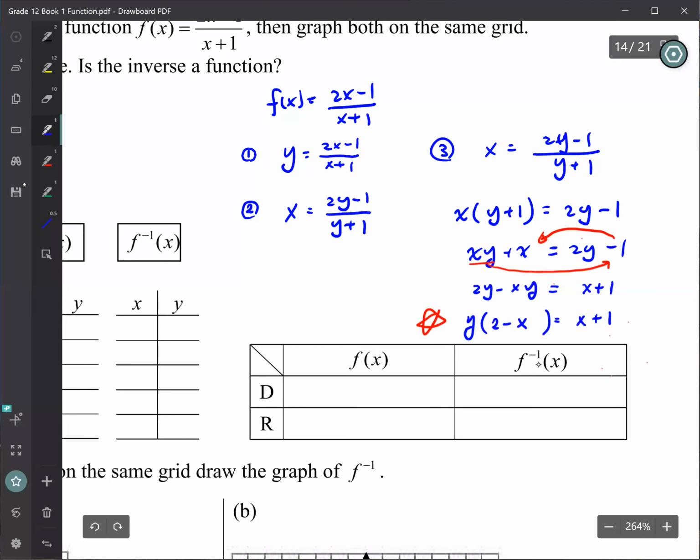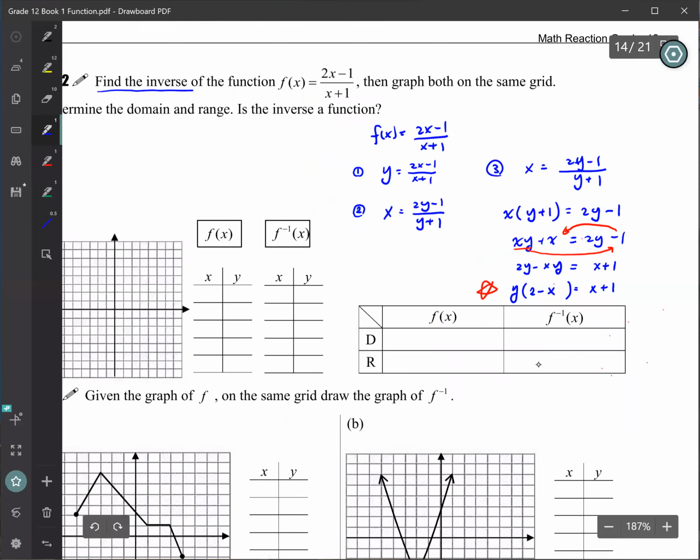Finally, divide both sides by 2 minus x. So we would have y equals x plus 1 over 2 minus x. So this is our inverse. And this one is the f inverse of x.